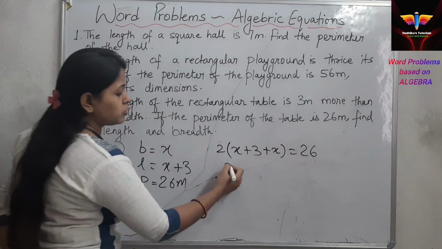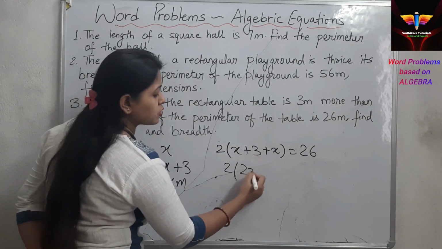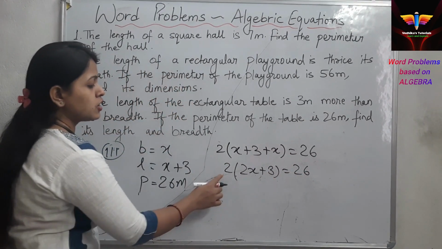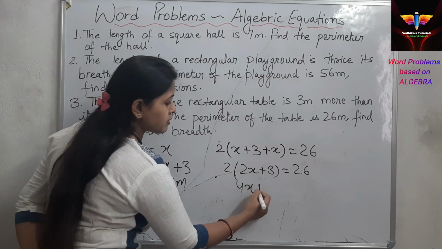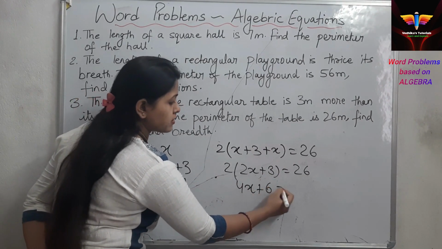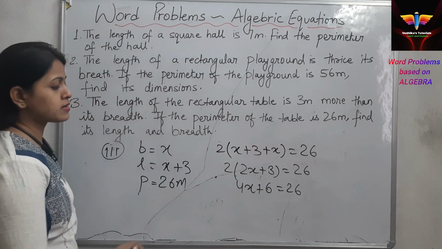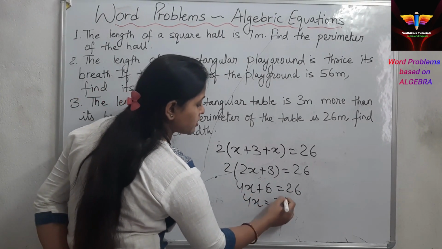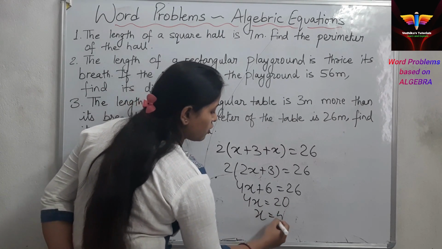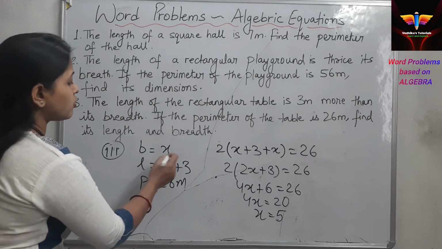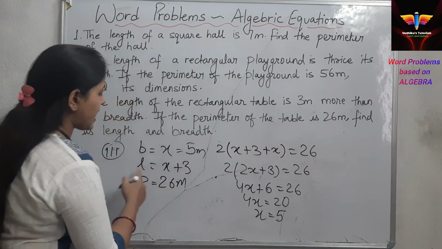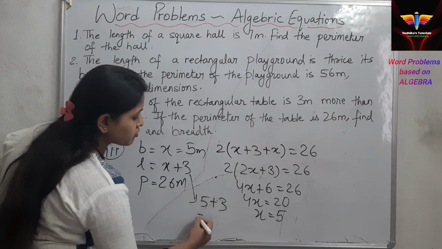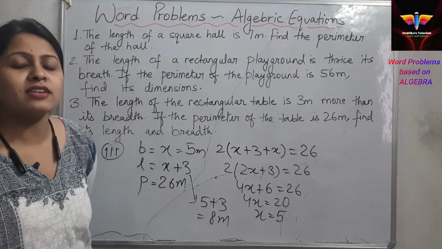Now 2 into (x plus 3) is equal to 26. 2 into x is 2x, so 2x plus x, 4x plus 3 into 2, 6, is equal to 26. Now 4x is equal to 26 minus 6, which is 20, so x is equal to 5. So breadth is equal to 5 meters and length is equal to what? x plus 3, that means 5 plus 3, which is equal to 8 meters.